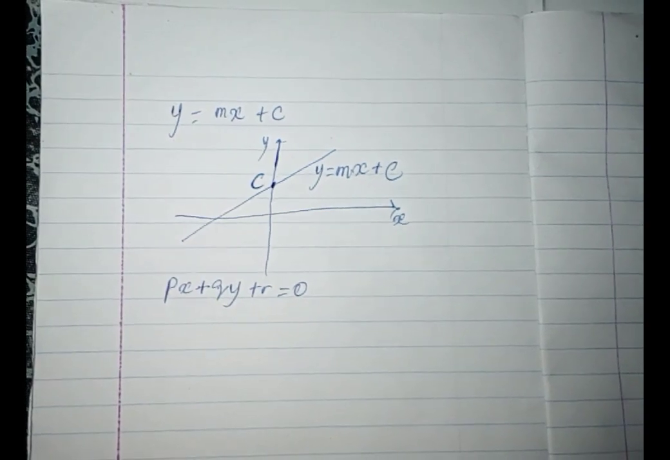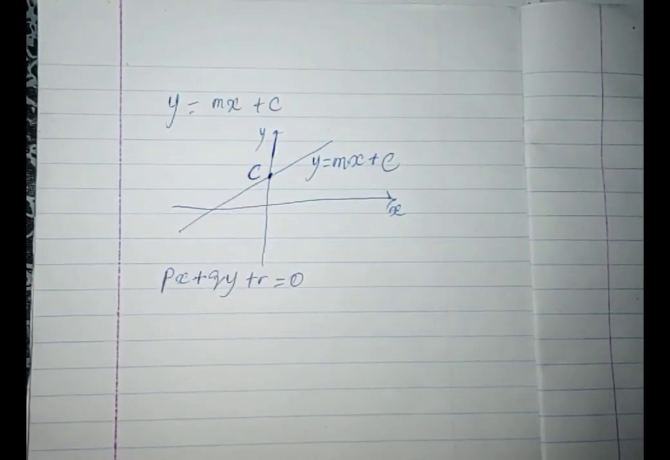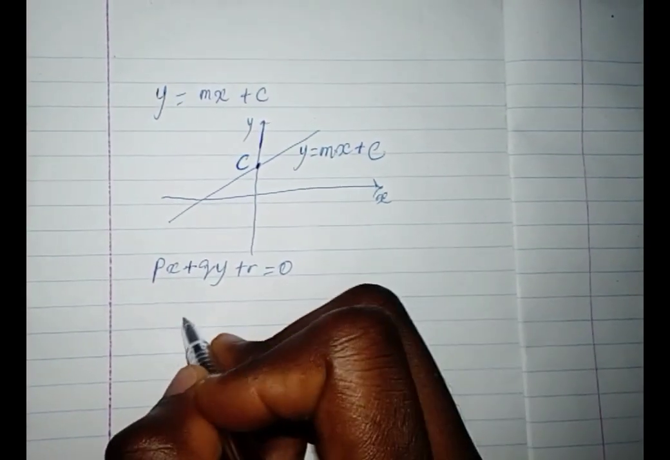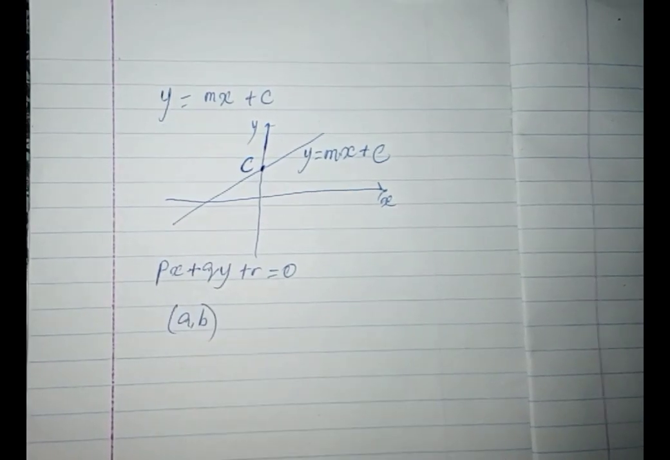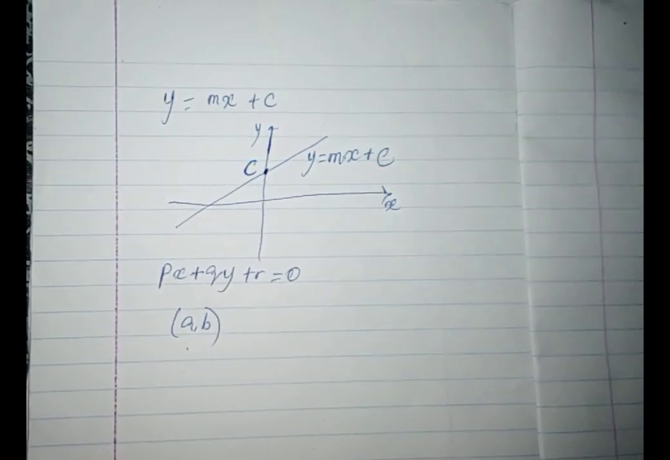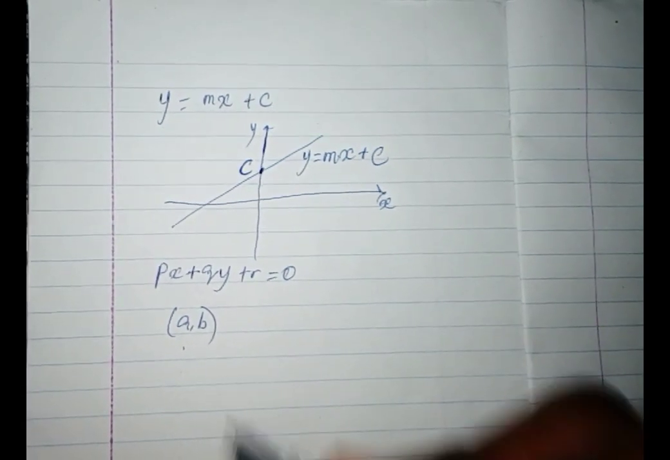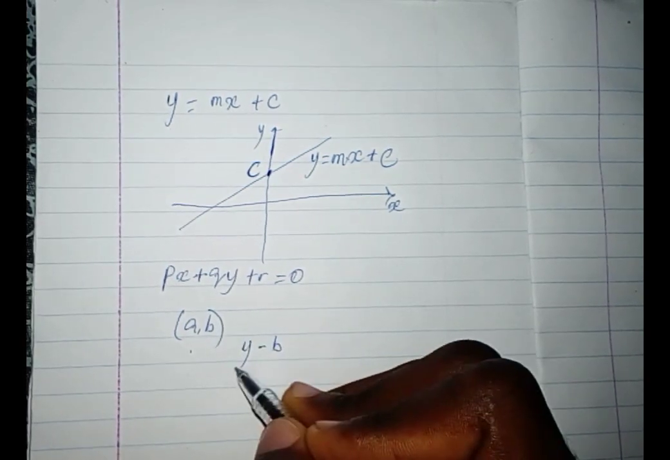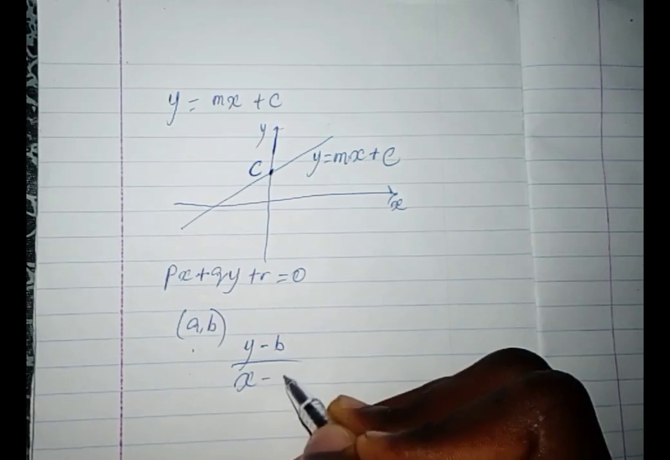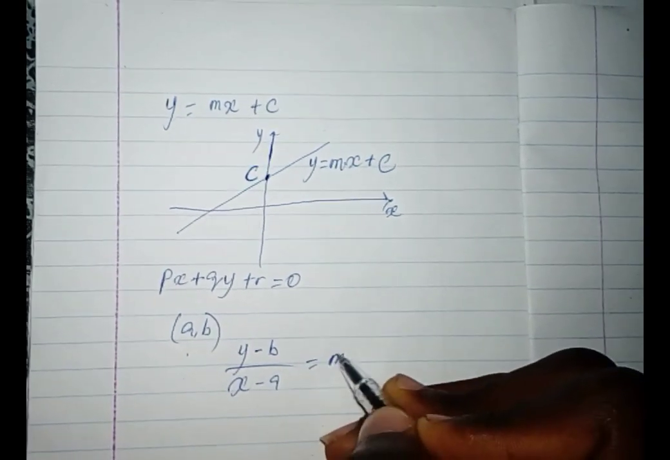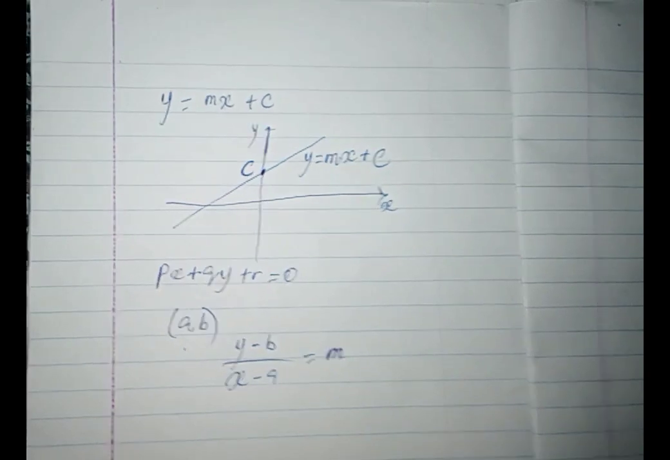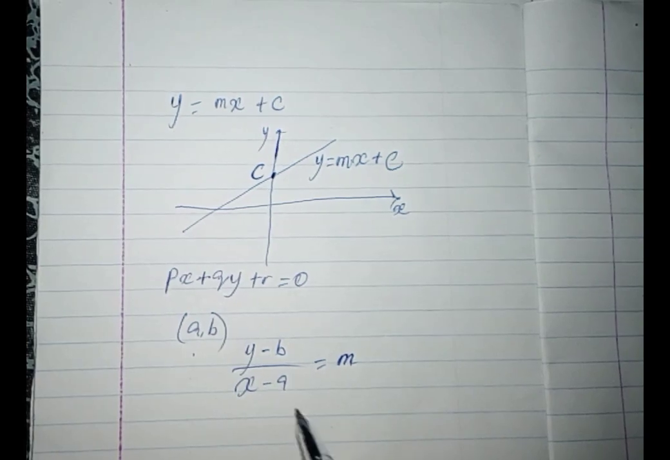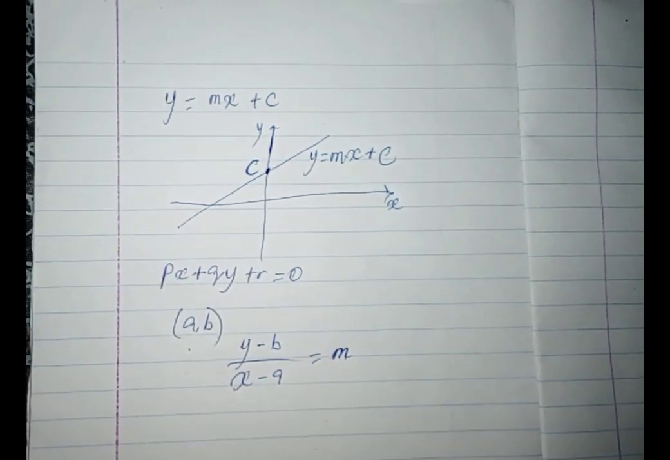So how can you solve for a straight line when a point on the line is given? Assuming a point on the line is (a, b), and you are to solve for the equation of this line. The formula to use would be y minus b over x minus a equals m, where m is the gradient of the line. a and b are points on the line, a for the x-axis and b for the y-axis.